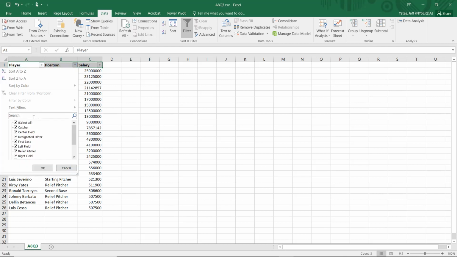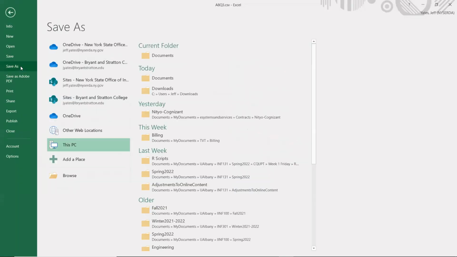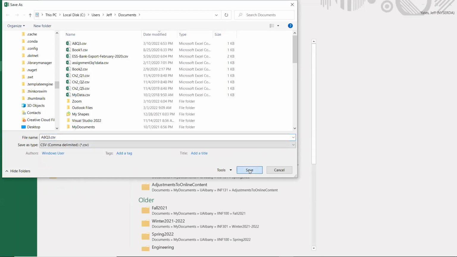We could also do pitcher and select that way. So we could do a text filter by typing in pitchers, or we can go in and select just the reliefs and the starters. That filters down the list to those. Now probably the best way to do this to make it simple is to separate into two files. So for our purposes, let's do a file save as, and we're going to, where did I save it? I saved it in documents. All right, so we're going to save it as AQ3 pitchers.